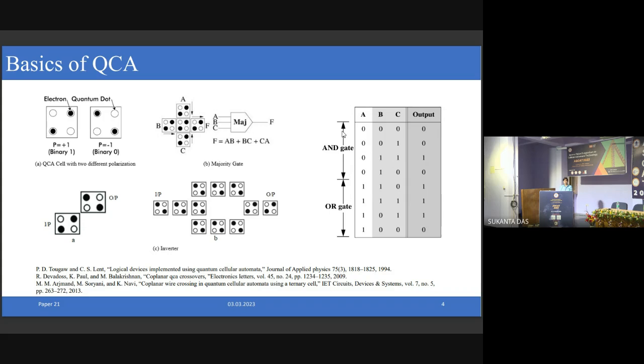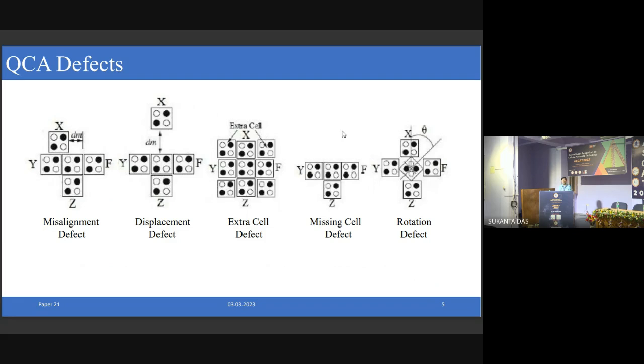Next. In case of QCA, as it is at nanoscale and very small, defects may occur at any time. So many types of defects are possible. Here I am discussing some of them. First is the misalignment defect, where the input cell X is misaligned compared to the previous structure. In case of displacement defect, the X input cell is displaced from its correct position. And in case of extra cell defect, extra cells are doped on both sides of the X cell.